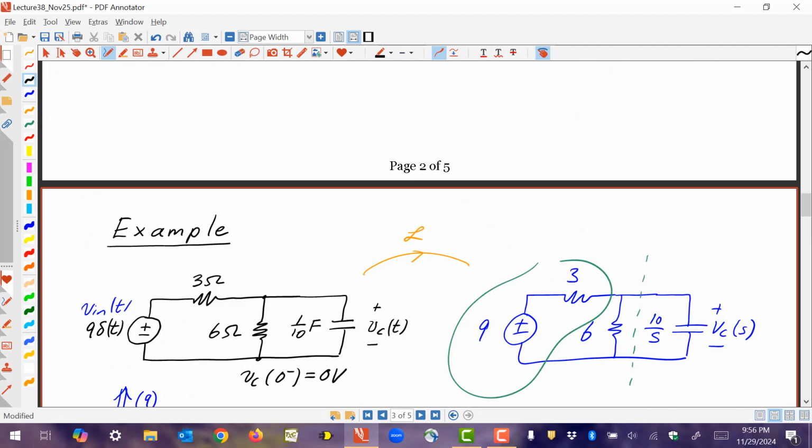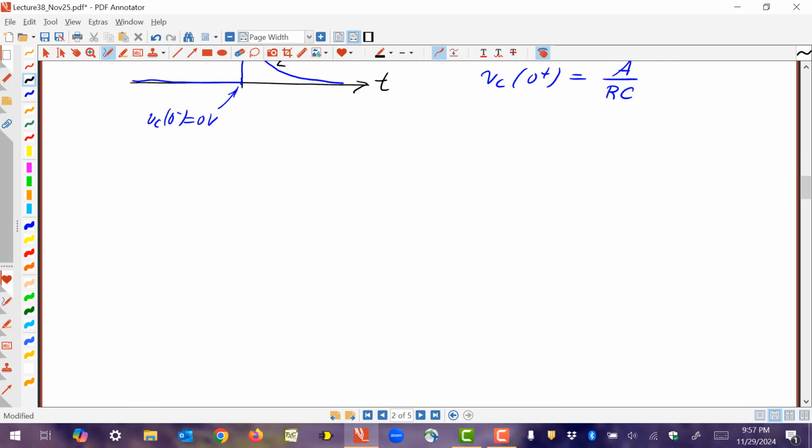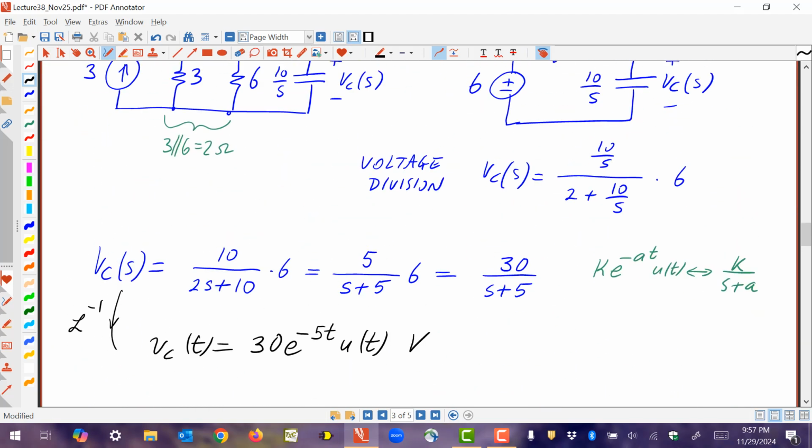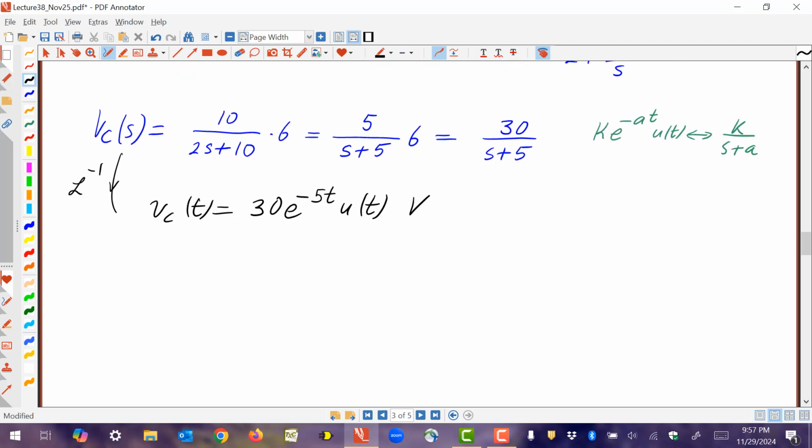Just like before, this function that I wrote down before, I didn't want to write too many variables here, but this is obviously in volts because A over RC was in volts. Same thing down here, right? So this 30 e to the minus 5T exists over all time, but if you multiply by UT, you basically zero out the portion that's less than T equals 0.